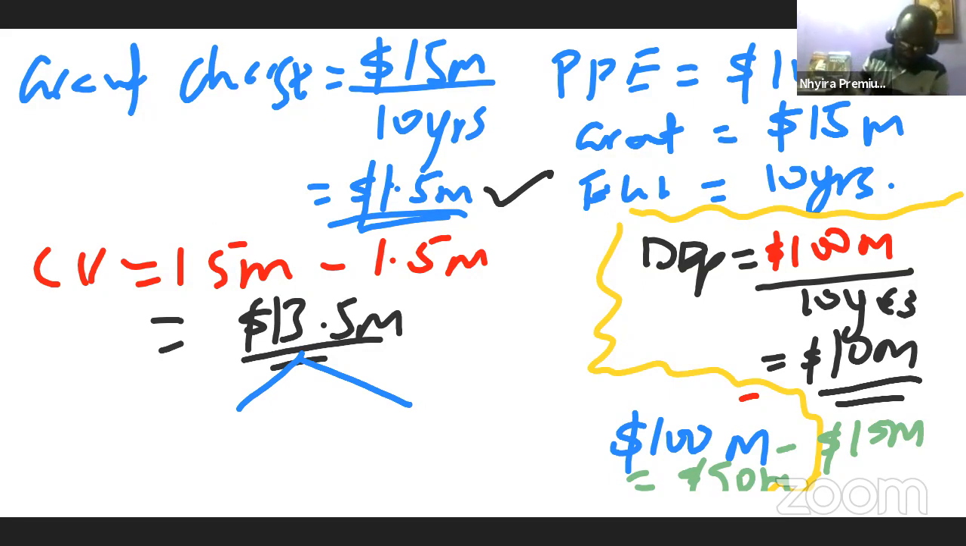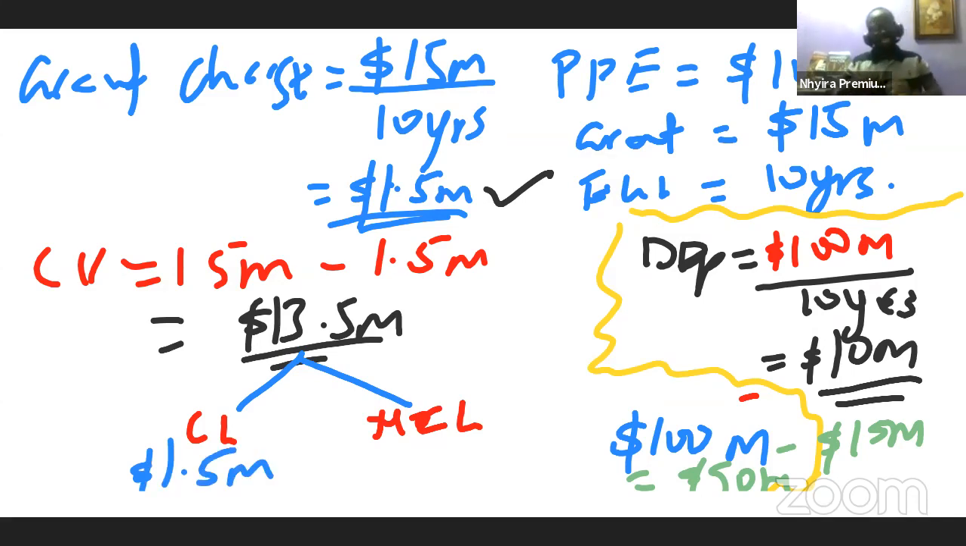So what do I mean? Under the current liability, deferred grant will be the annual grant chargeable, which is $1.5 million. Then the non-current liability will be the 13.5 minus 1.5, and that's going to be $12 million. This is it. This is how we deal with government grants.